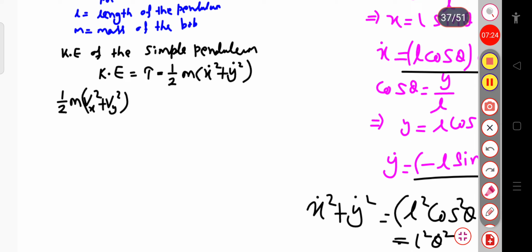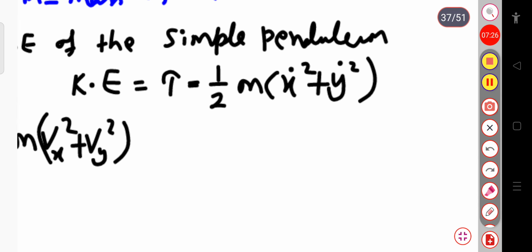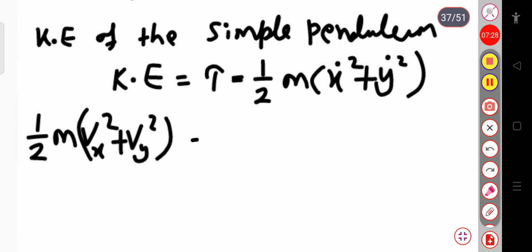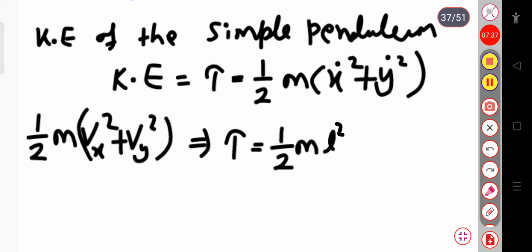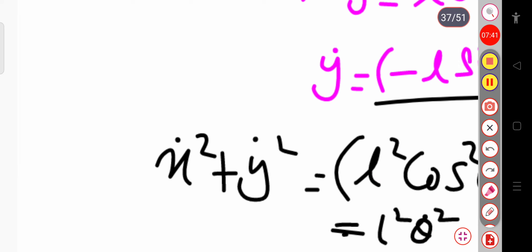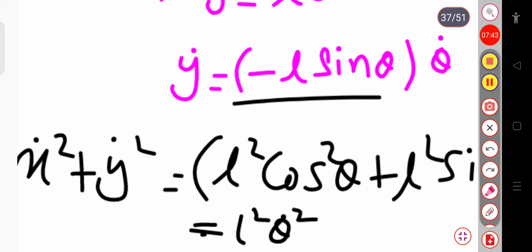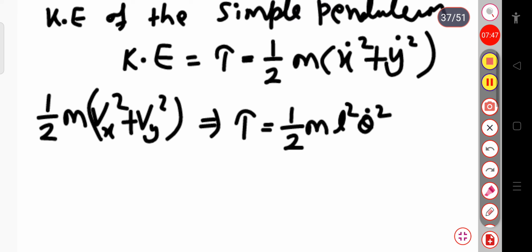So here I will write the kinetic energy T will be equal to 1 by 2 m. In place of x dot square plus y dot square we will write L square theta dot square. So this is L square into theta dot square, you can see here. This is the kinetic energy of the simple pendulum, T equal to this much.